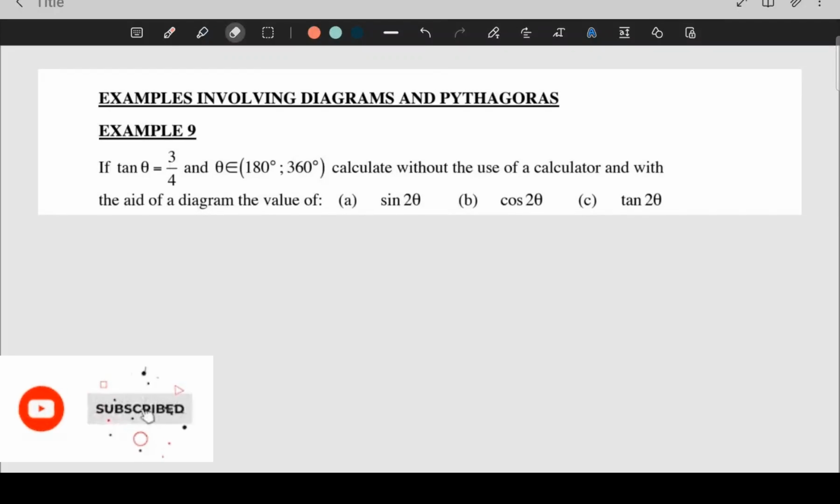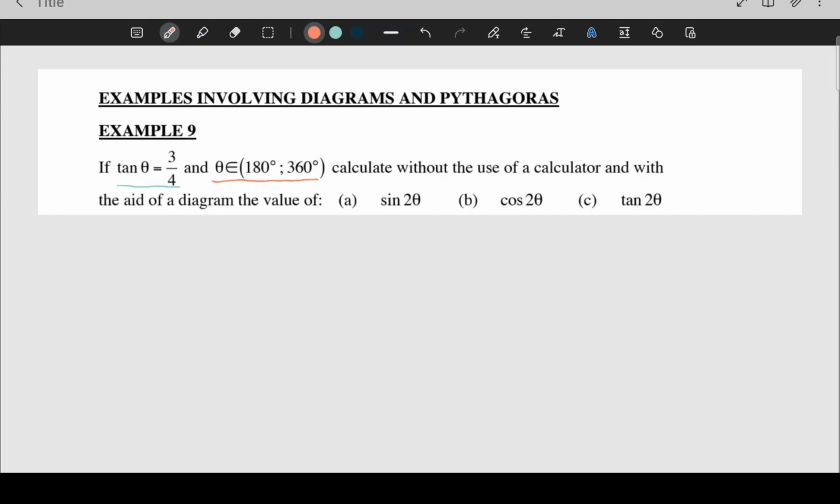Grade 12s, today we are doing Pythagoras type questions that you answer on the Cartesian plane. Let's look at this example. It says if tan theta is equal to 3 over 4, and theta is an angle between 180 and 360, so there's your two restrictions. Then they say calculate, without the use of a calculator and with the aid of a diagram, the value of the following.